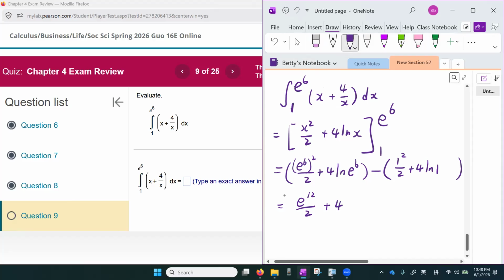Plus 4 times 6 is 24. And then e is 1. Okay? So we can move the 6 in front. And we have 4 times 6 is 24. And then e is 1, so it's 24 here.